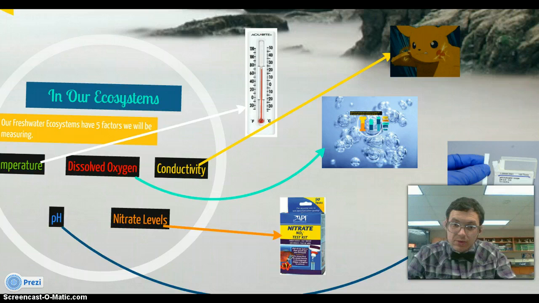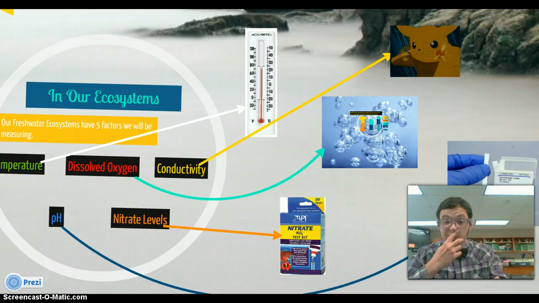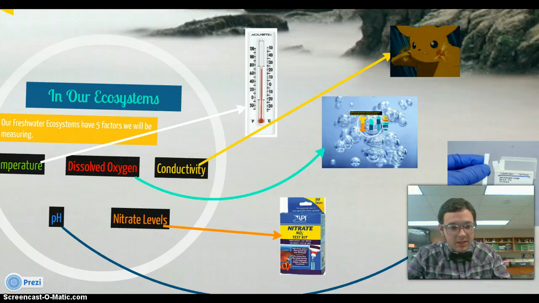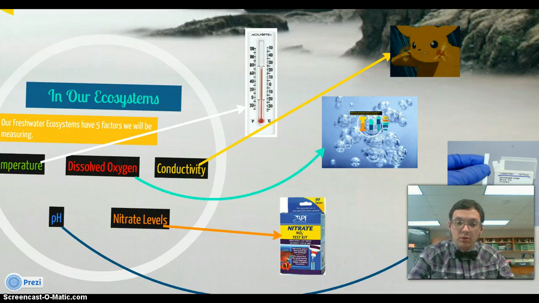And nitrate levels. Nitrates are things that plants need to grow. If you have too many nitrates, you might get too much plant growth, too much algae growth. If you have too few nitrates, you might get not enough plant growth. Plants might die. Now, each of these are going to be described in more detail in your lab books.